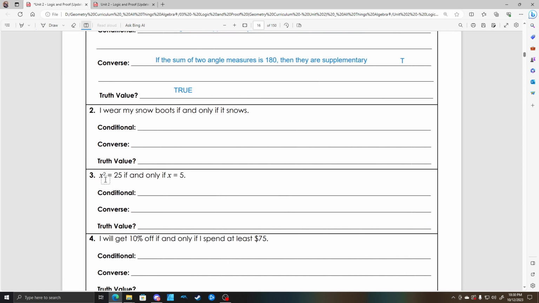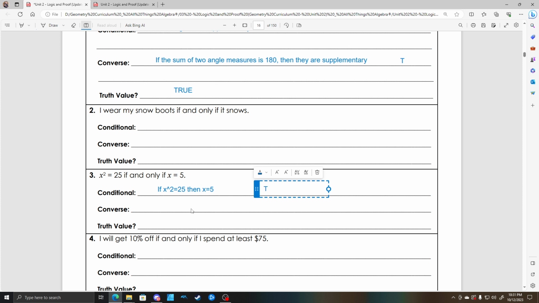Awesome. So let's do number 3. X squared equals 25 if and only if x equals 5. So our conditional statement will be, if x squared equals 25, then x equals 5. Now, we've got to think about this. Is this true? If x squared equals 25, then x equals 5. That's true, right? Because if we take the square root of both sides, x would equal 5. So we're just going to say this is true.